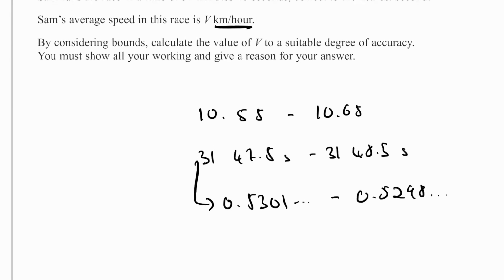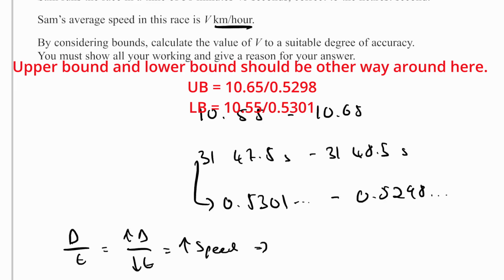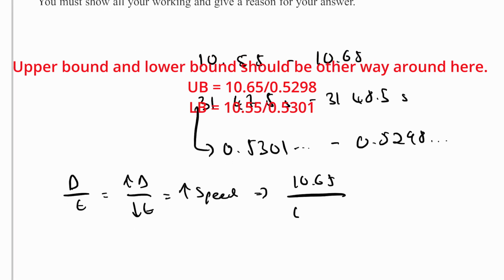Okay, and then all you have to do is work out what the top bound for the speed will be and the bottom bound. So the speed, remember, is in kilometers per hour, so it's the distance divided by the time. And so to get the highest possible speed, you want the highest possible distance, so the max distance, and the lowest time, and that would give you the max speed. Okay, and so you can plug that in, the max distance would be 10.65. So you did 10.65 kilometers in the lowest possible time, which you worked out was 0.5298 hours.